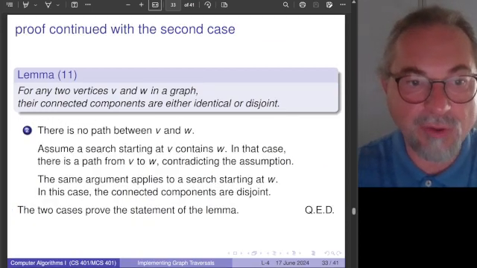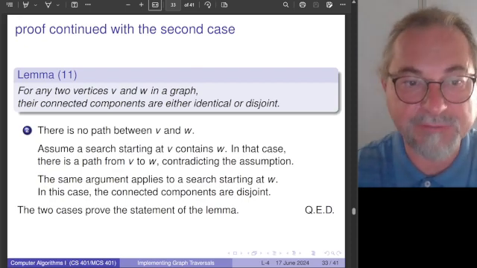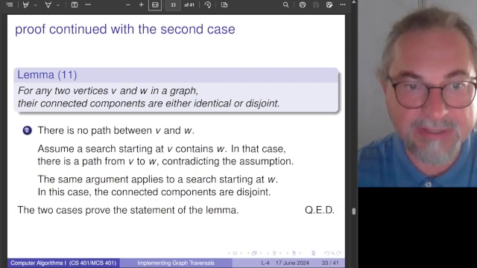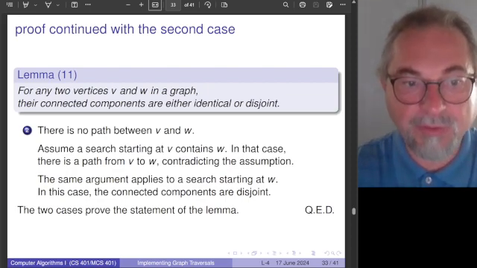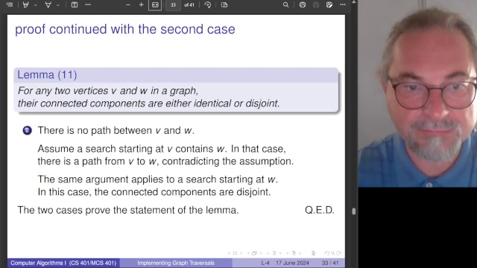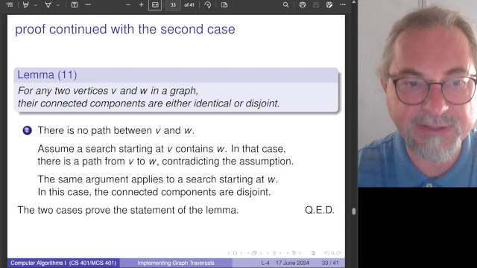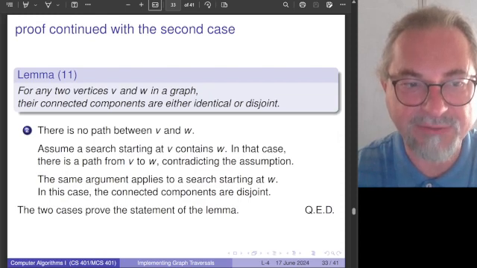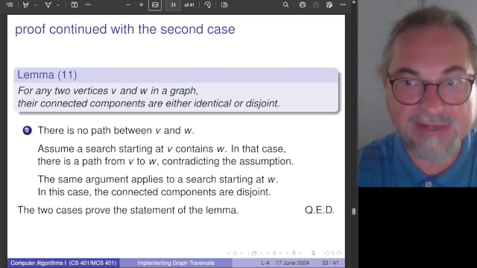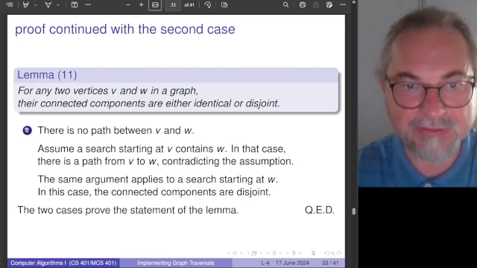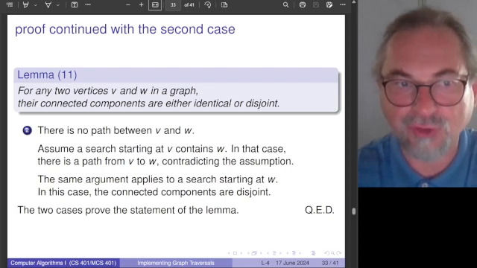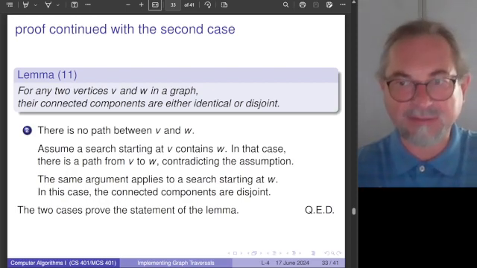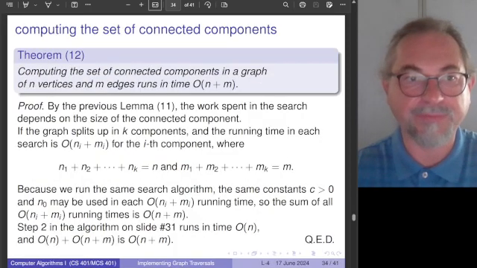Otherwise, the other case is that there is no path. We are going to prove this by contradiction. So assume that there is actually a path, and we will derive a contradiction. So if there is no path, then they are in disjoint connected components. So in this case here, we are in the second case. Both vertices are in disjoint connected components if there is no path. So that states a property that we will need in the proof of the theorem.